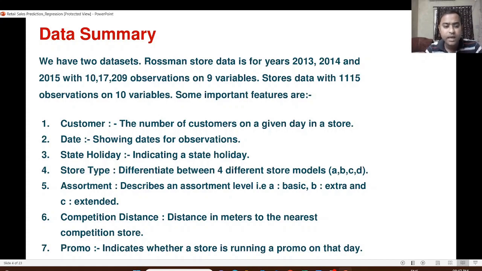Number 5 is assortment, which describes an assortment level: A is basic, B is extra and C is extended. Number 6, competition distance, the distance in meters to the nearest competition store. And number 7 is promo. It indicates whether a store is running a promo on that day.